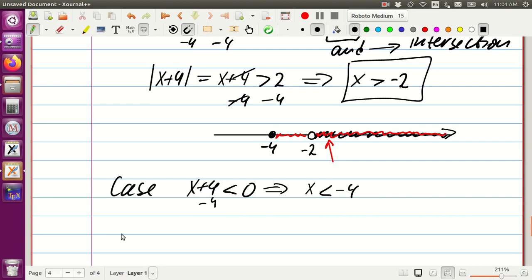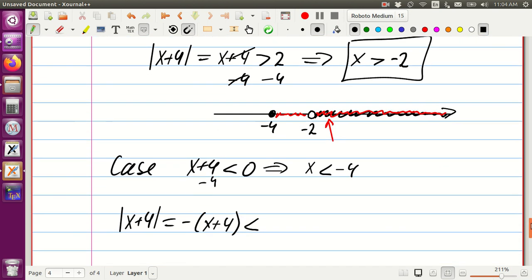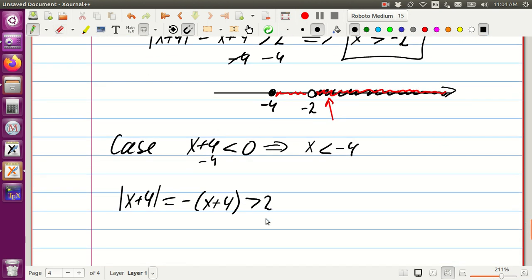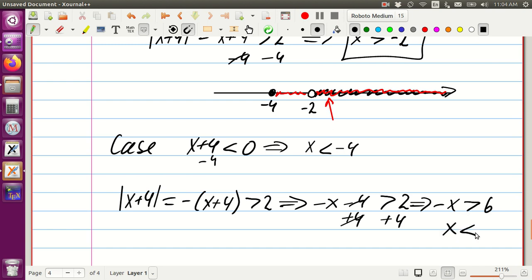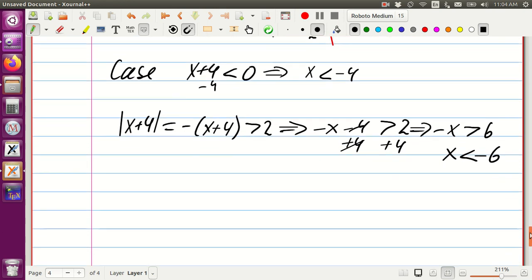So x has to be less than negative 4, then our absolute value becomes negative x plus 4 greater than 2. Sorry, I said less than, but it's incorrect, it's greater than 2. So we distribute the minus through the expression, so we're going to get negative x, then minus 1 times 4 is negative 4, and it's strictly greater than 2. So we add 4 to both sides, and we get that negative x is greater than 6. And if we multiply both sides by negative 1, we're going to get x is less than negative 6. That's our answer. Why do we reverse the inequality? Because we multiplied by a negative number.